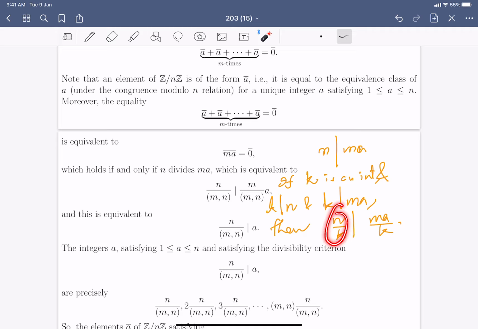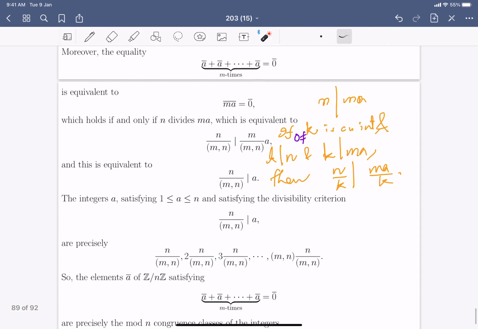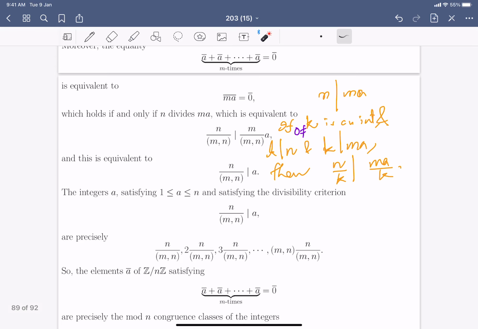And now, from this hypothesis that k is an integer, k divides n, and k divides ma, let me write that k is a non-zero integer. To be precise, we need to include this. Suppose we have started with a non-zero integer k such that k divides n and k divides ma. Then these two rational numbers are integers, and the ratio is equal to the ratio of ma to n, and that is an integer.